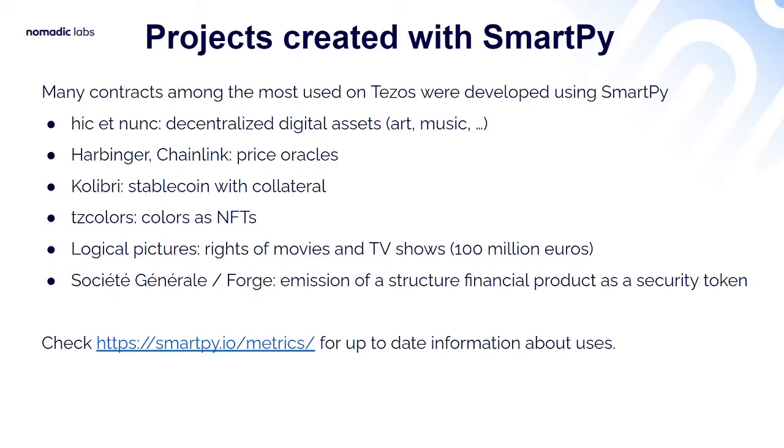Many contracts, among the most used on Tezos, were developed using SmartPy. For example, Hicket that manages decentralized digital assets such as pieces of art or music, Harbinger or Chainlinks that are price oracles, Colibri, a stablecoin with collateral, projects like TZ Colors, Logical Pictures that manage the rights of movies and TV shows, and Société Générale Forge that handles the emission of a structured financial product as a security token.